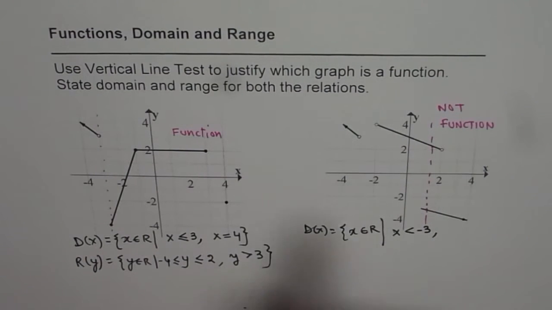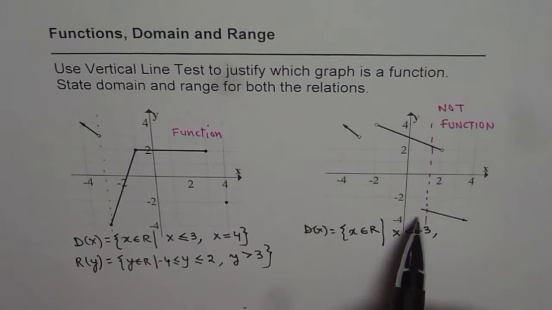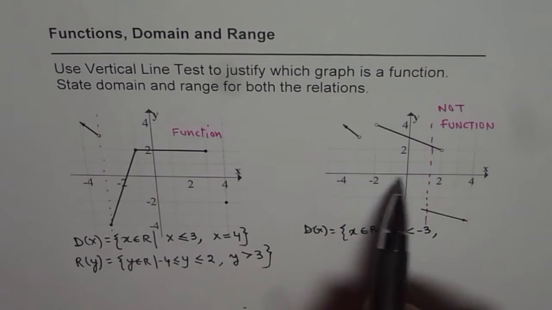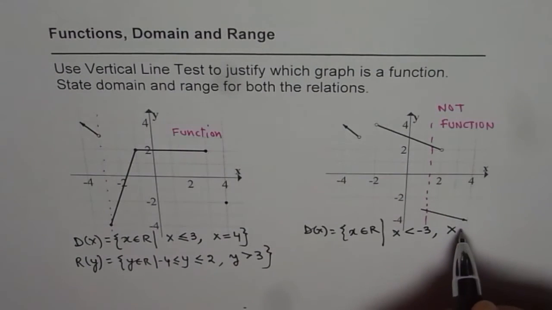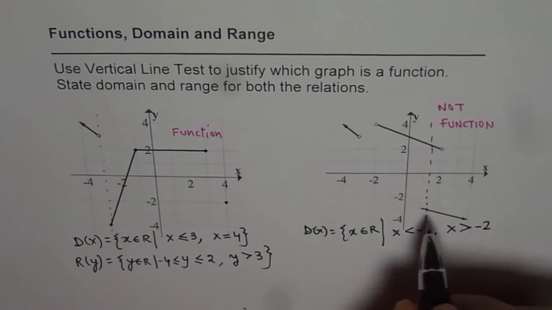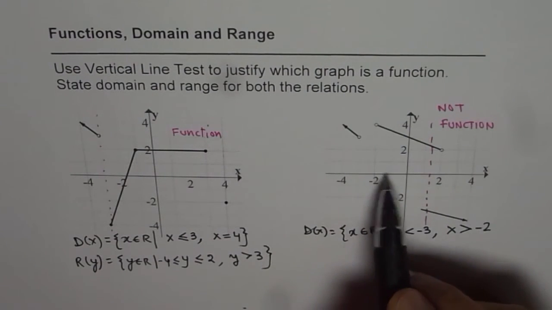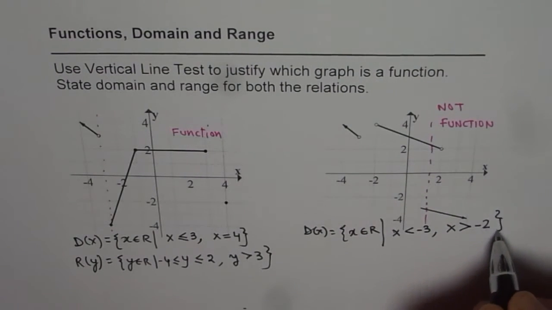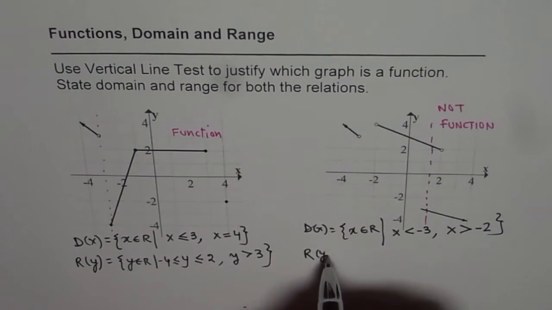What else? Between -2 and 2. And also this is from 1, right? 1 onwards. So that means everything greater than -2, right? And x not including -2 but greater than -2. -2 to infinity, right? All the x values on the right side of -2. So that becomes the domain for our function. And now let's write down the range.